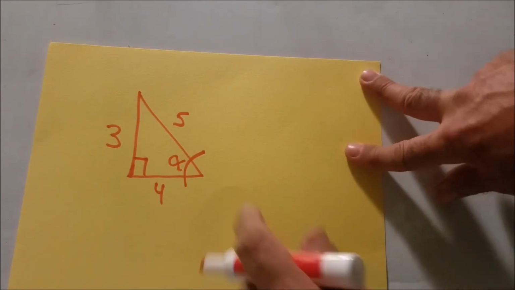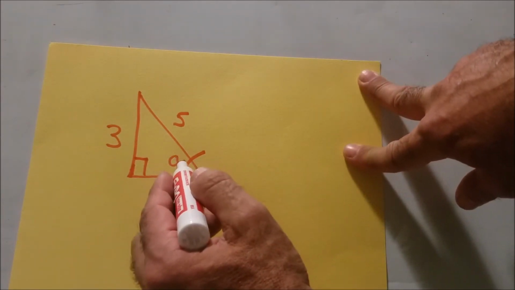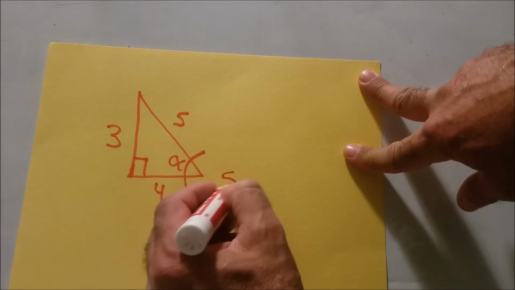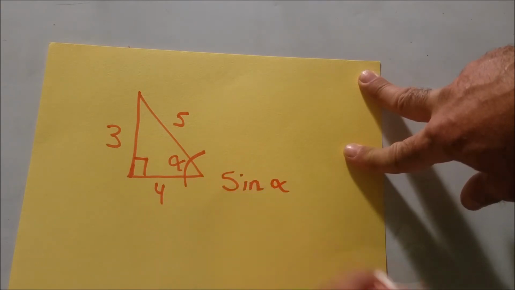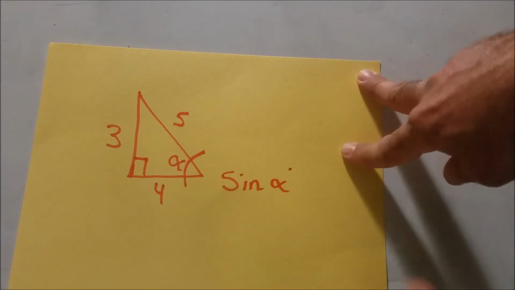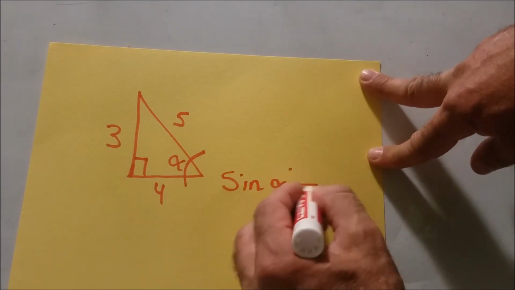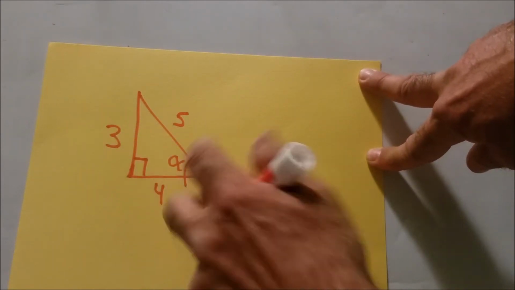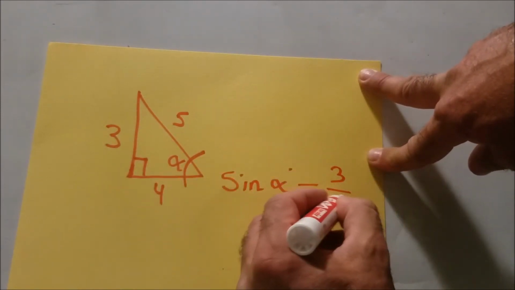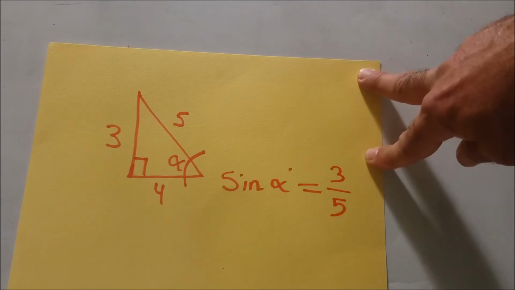So what we can do here is use sine. Let's just use sine, because we said we'll concentrate on sine. We'll call it sine alpha. We don't know what it is. And we know with sine, you have to have opposite over the hypotenuse. So the opposite side is 3, and the hypotenuse is 5. That's why we're using sine.